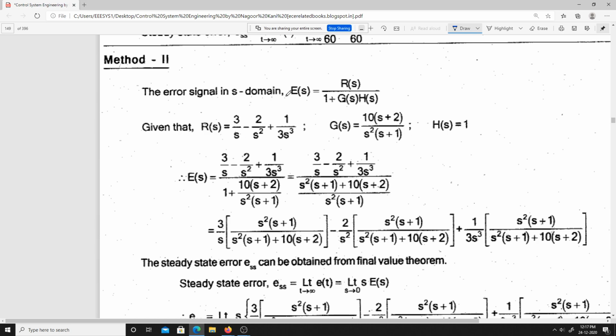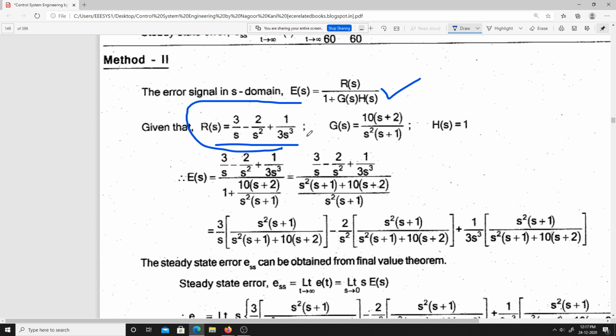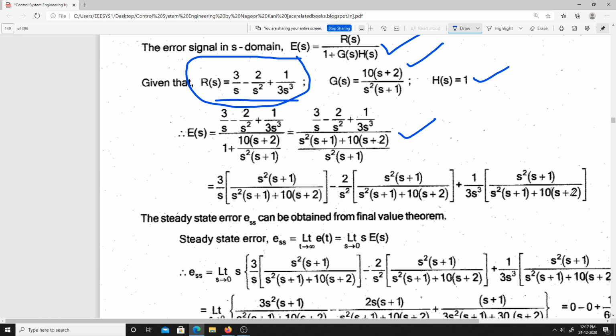Now we know the error signal in the S domain. Is it clear? This is the error signal we have in the S domain, and R of S is the given input. This is G of S, the loop transfer function, with unity feedback. Now E of S is obtained by substituting the values here. After simple mathematical analysis, I need to find the steady state error, which can be obtained by the final value theorem.